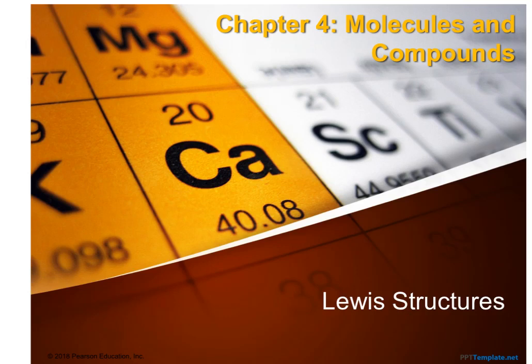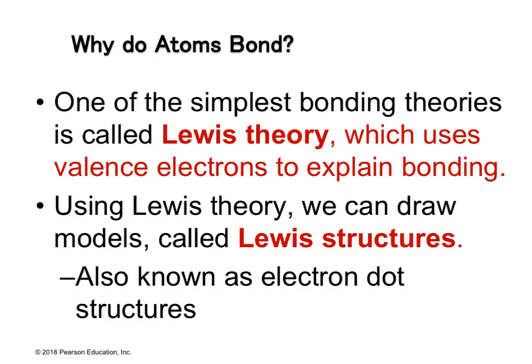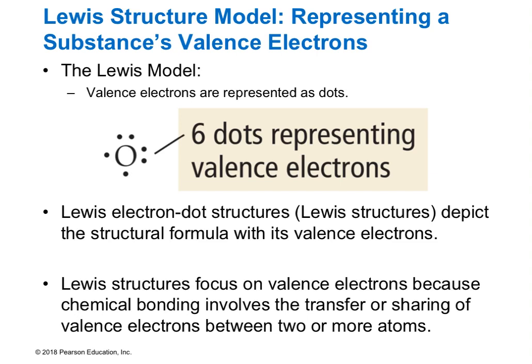This is a lecture about chemical bonding, and this particular lecture is going to focus on the Lewis electron dot approach to bonding in primarily ionic compounds. So the Lewis bonding theory uses valence electrons to explain bonding. We do know that it is the valence electrons that create chemical bonds. And Lewis structures, also known as electron dot structures, show the valence electrons around the elemental symbol.